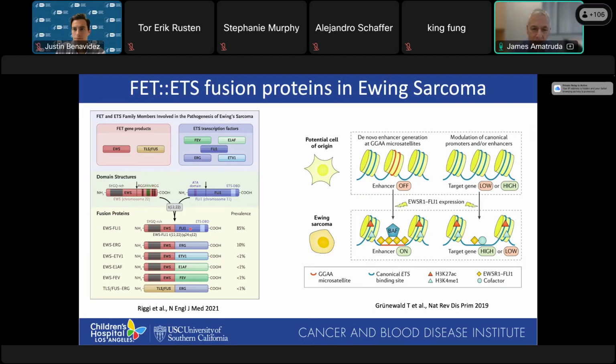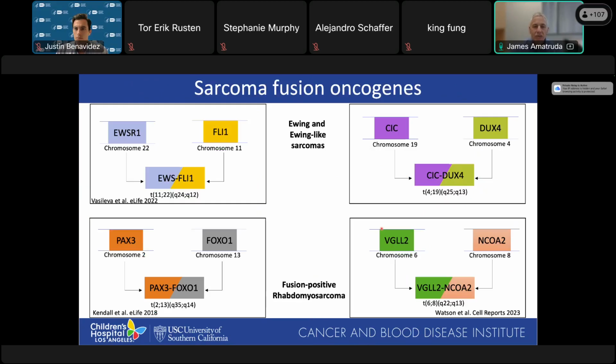This was discovered in the early 1990s by Olivier Delattre, and we know a lot about the biology of this fusion, how it acts on chromatin to create novel enhancers and really rewires the transcriptome of the cell. But unfortunately, this knowledge has not led to a more effective targeted therapy for this disease. And this is really part of a theme of fusion oncogene sarcomas.